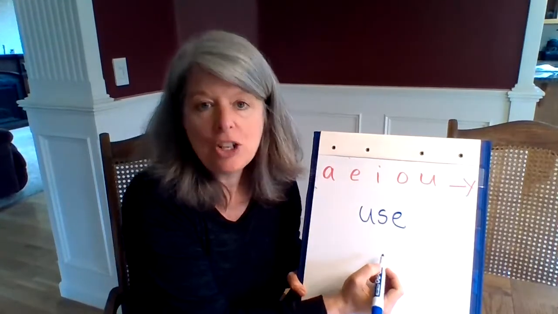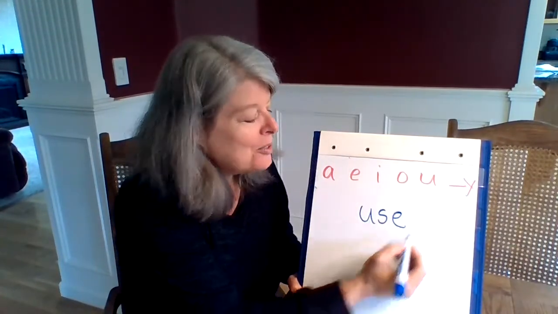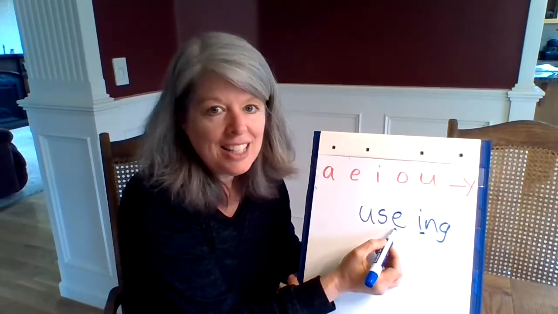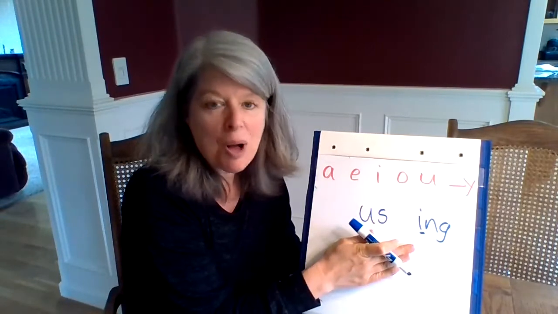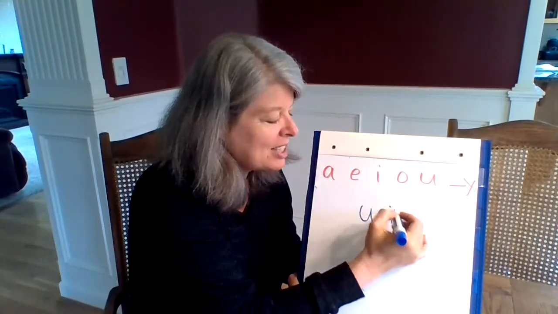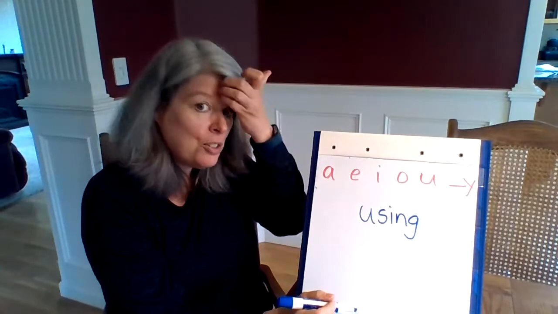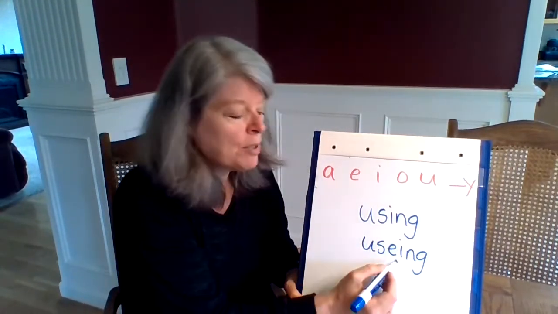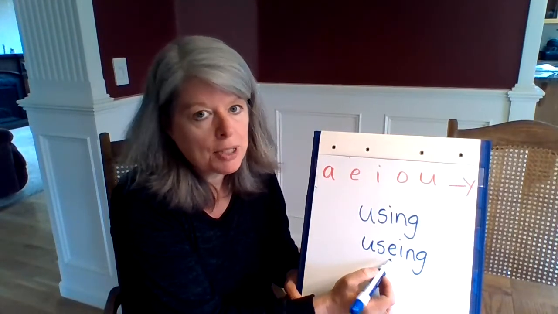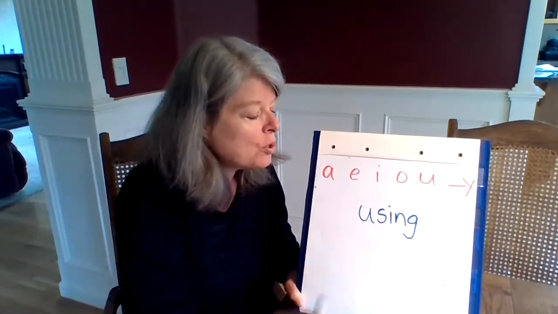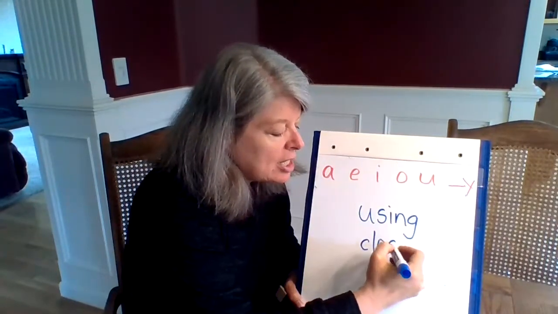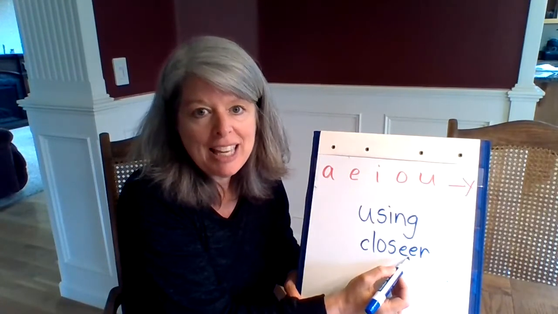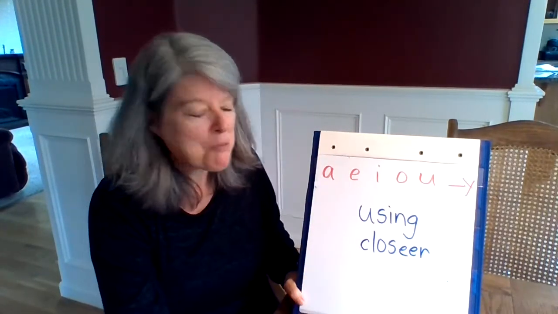Let's change use to using. Use ing. Ing has a vowel, so what do we have to do to the E? We have to drop it and add our suffix, using. You'll notice that if you forget to drop the E, the word is going to look really funny. We've never seen the spelling in books. Or in closer, if we forget to drop the silent E or we add ER onto the end, we see a double E. That just looks funny. We don't see that word in books.